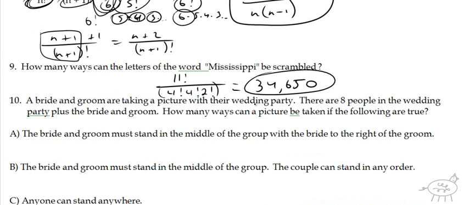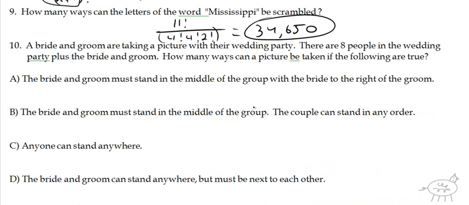Okay? All right, these next few problems are bride-groom problems. Great, great problems. I love these problems. Bride and groom are taking a picture with their wedding party. There are 8 people in the wedding party, plus the bride and the groom. How many ways can a picture be taken if the following are true?